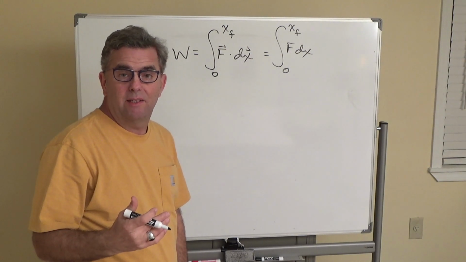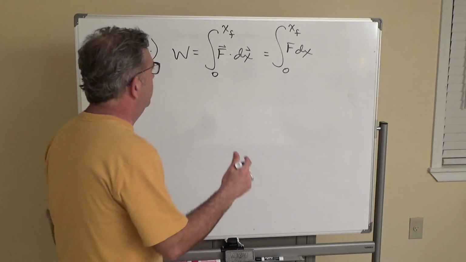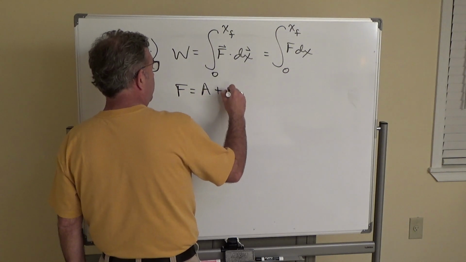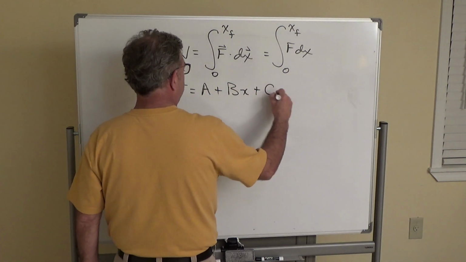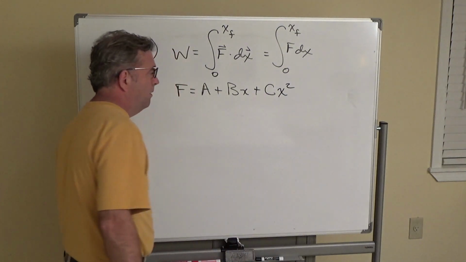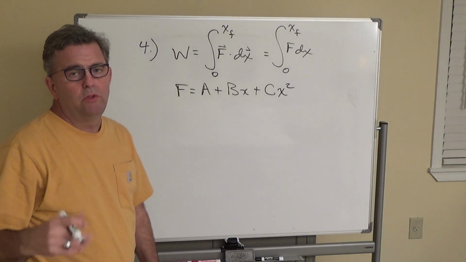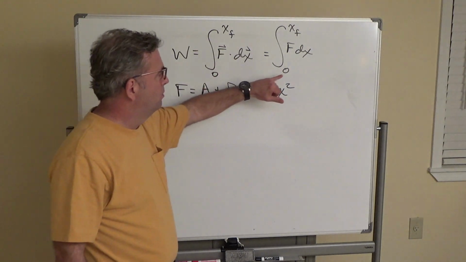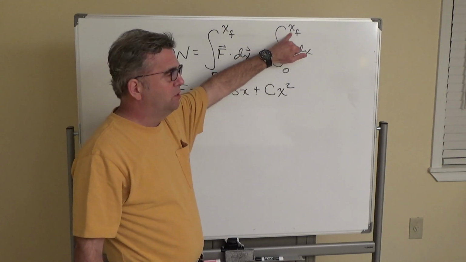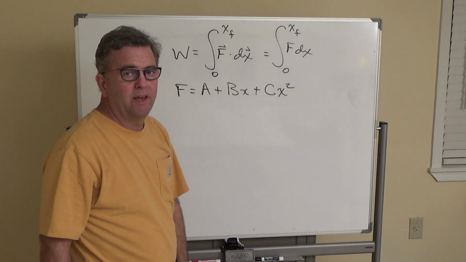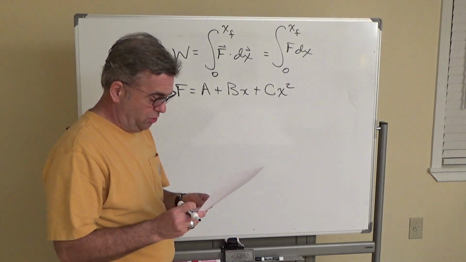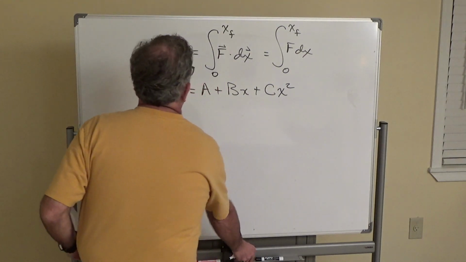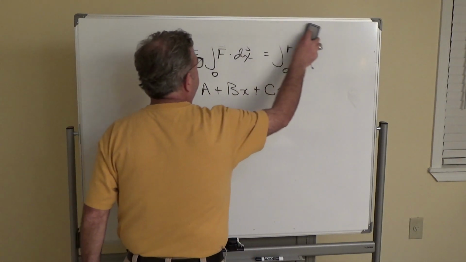The force is not constant, so you have to integrate it, and this force is of the form A plus bx plus cx squared. So when you do the problem, you have to integrate this. And then it's a definite integral. You're starting from 0 up to some x final. Calculate that definite integral, and that should do it. Okay? Number 5.